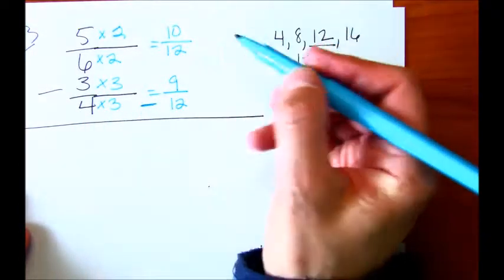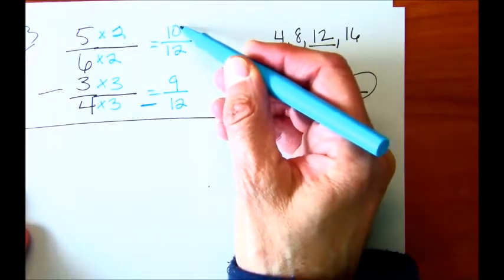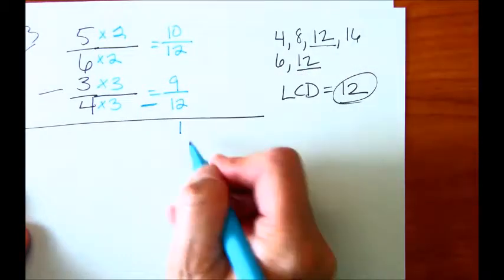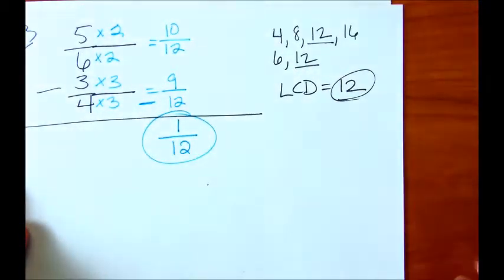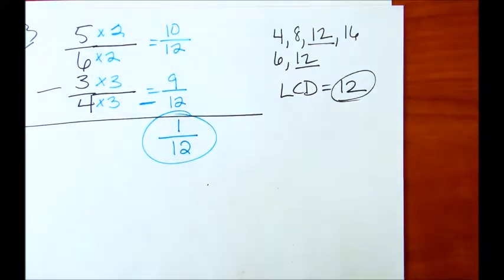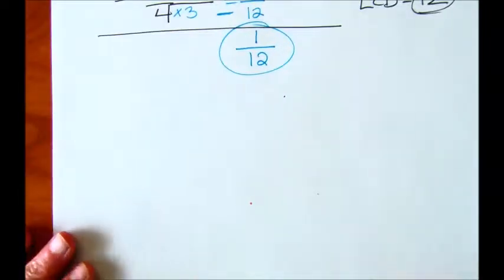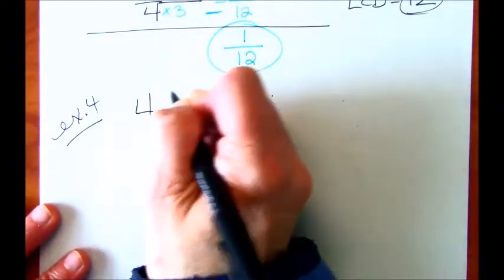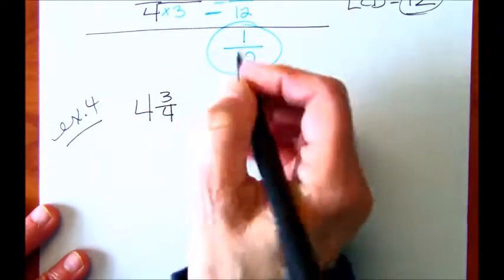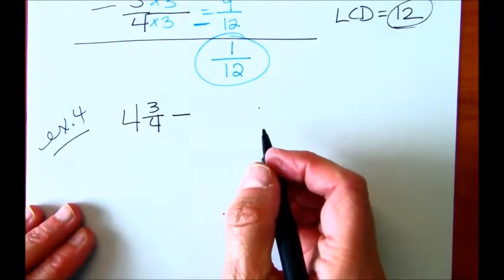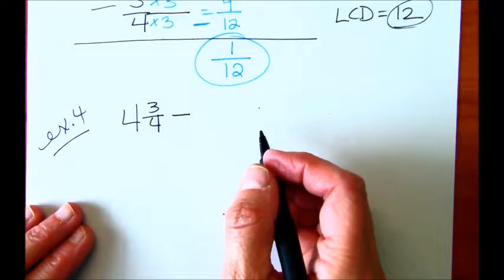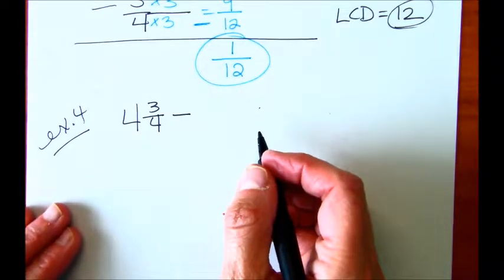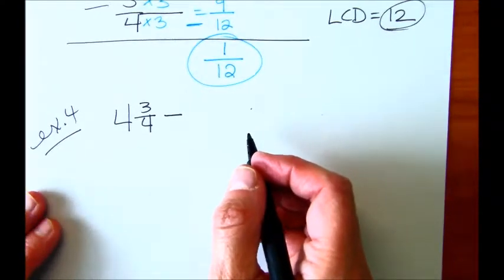Now we can subtract, and remember, we're only subtracting the numerators. 10 minus 9 gives me 1, and then the denominator is 12. I have 1/12 left over. Now let's try a mixed number example. Hopefully you're kind of getting the hang of these problems. After this problem, I'm going to show you some subtraction problems in which you have to borrow from the whole number in either a whole number or a mixed number. And they're a little bit harder, but not too terribly.